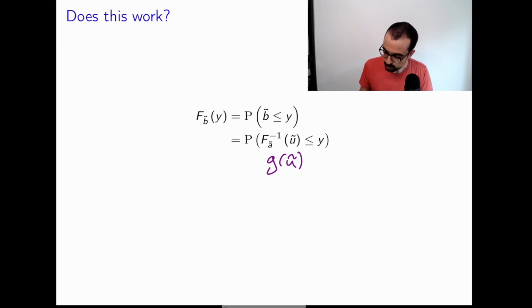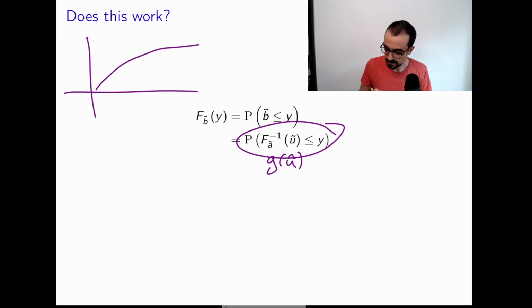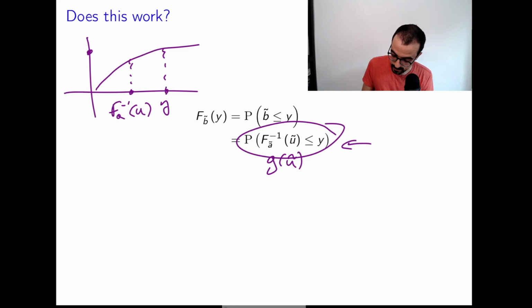And now what I want to do is transform this into a probability that has something to do with U, because I know the distribution of U, which is uniform, right? So it turns out that because CDFs are monotonic, if I have that, so this would be the CDF, so let me write this down, this would be y, and this would be F_A inverse of some number u. If the inverse of a certain number u is below y, because the CDF is monotone non-decreasing, it's going to be true that F of y is going to be greater or equal to u.